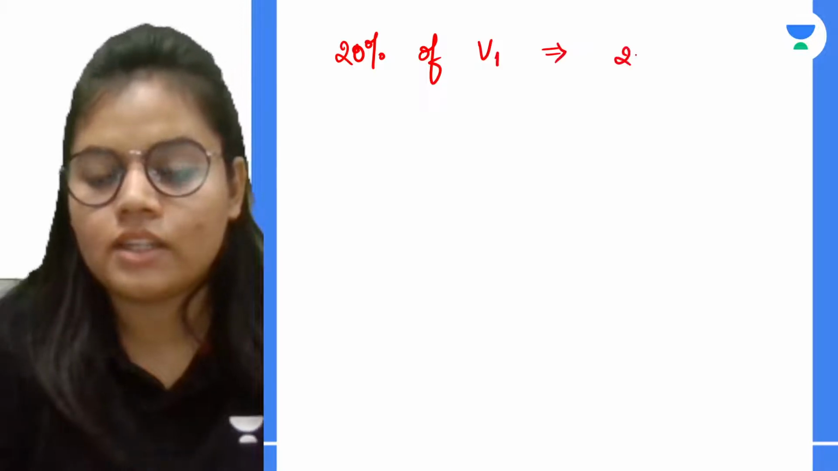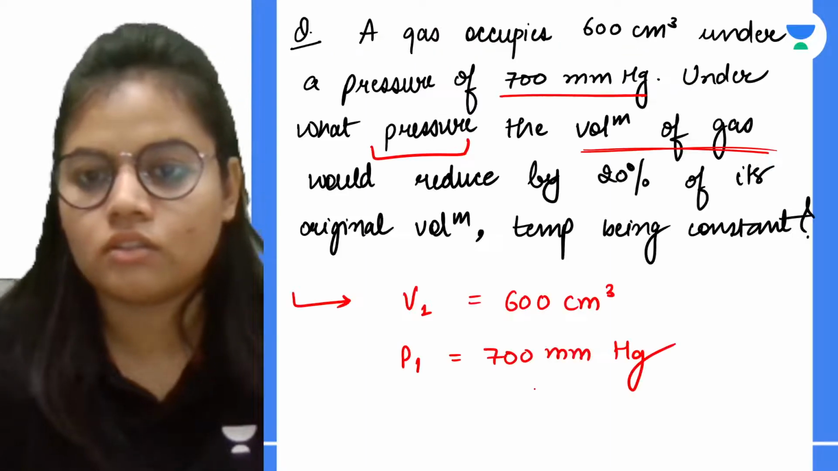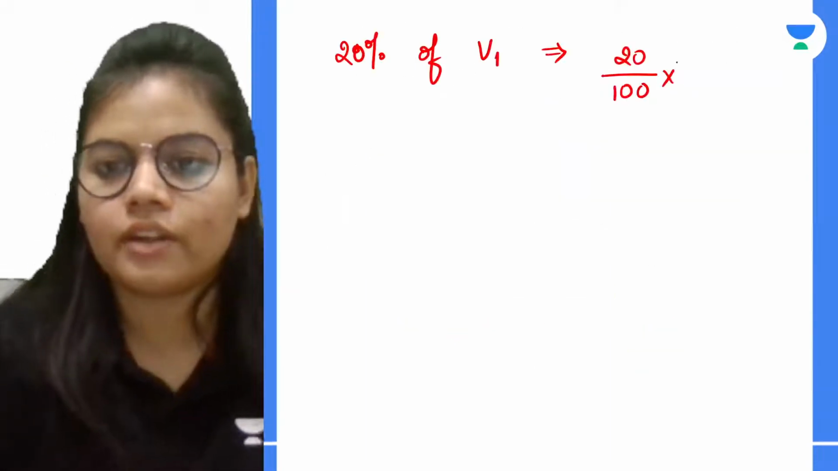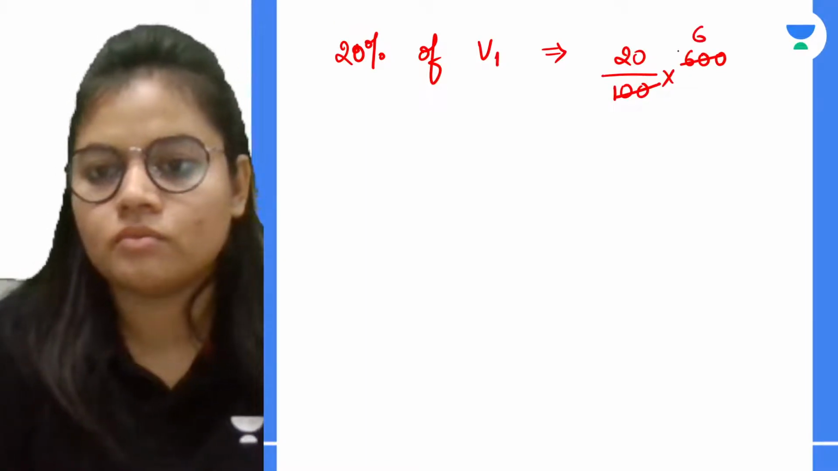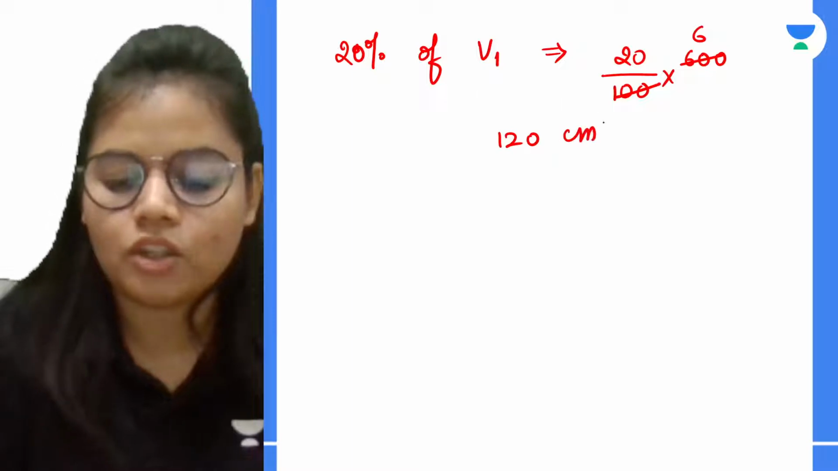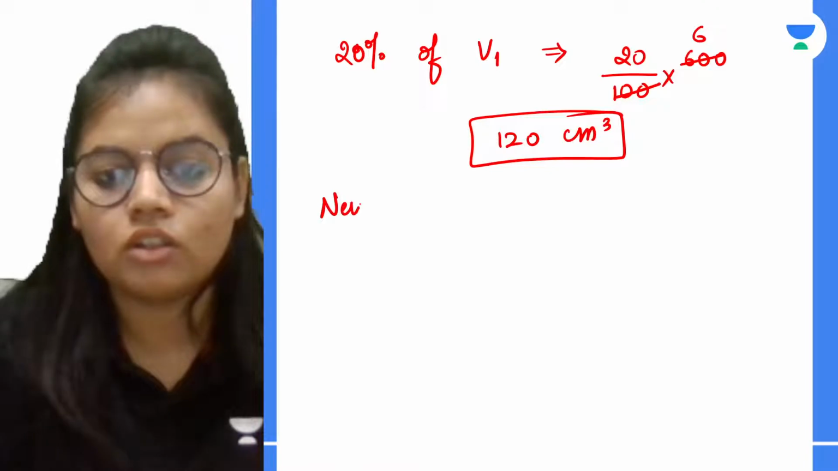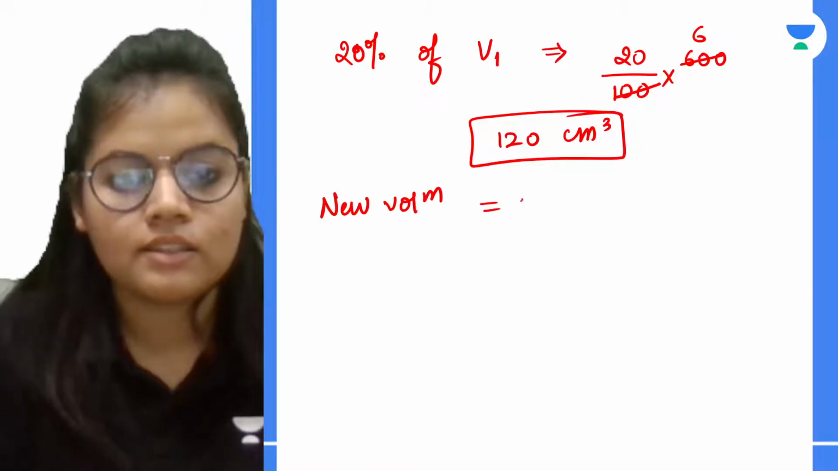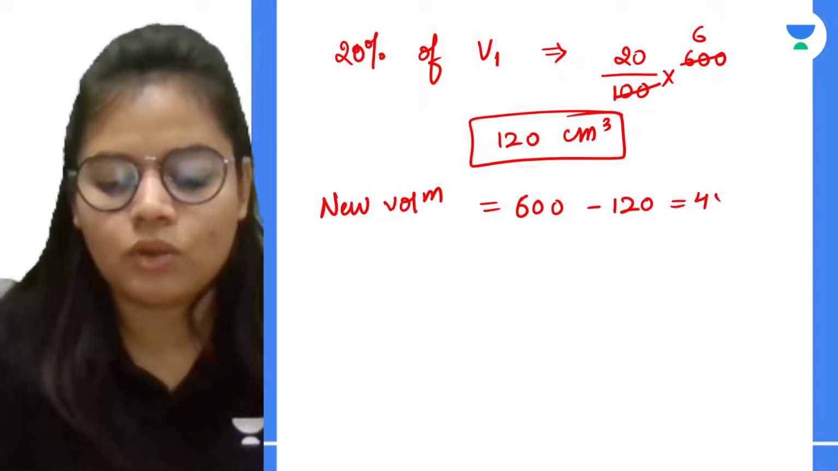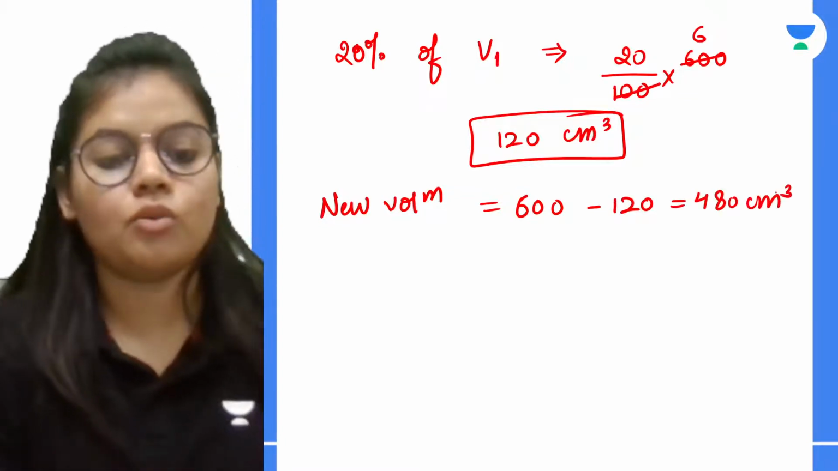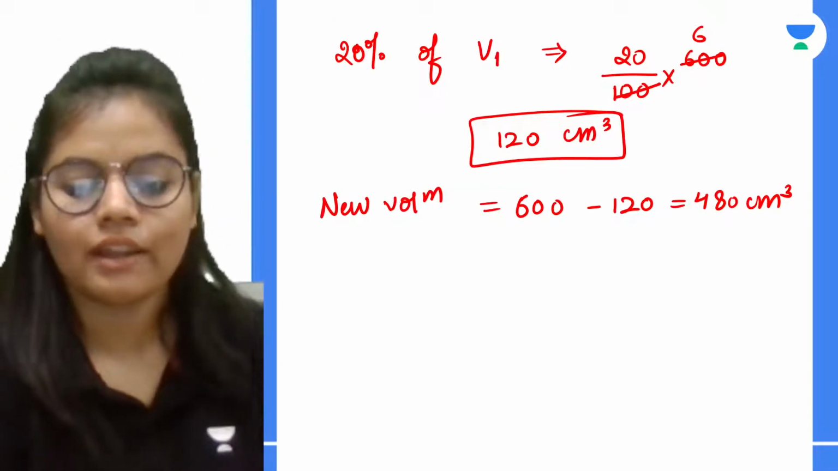So it is 20 divided by 100 into the initial volume, which is equal to 600. Okay, so that is equal to 120 centimeter cube. And this is the reduction number. So the new volume is 600 minus 120, which is equal to 480 centimeter cube. Okay, understood this point, everyone? I guess this is clear.